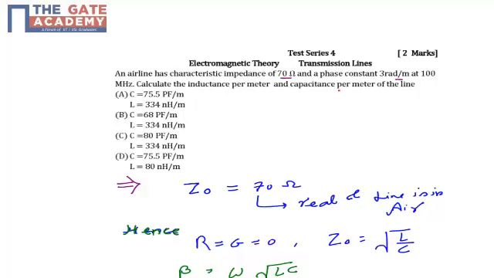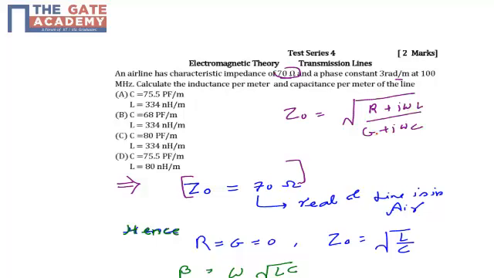As the question says, our transmission line is in air and we have a characteristic impedance which has a real value, 70 ohm. If my characteristic impedance has a real value, then the expression for the characteristic impedance is Z0 = square root of (R + jωL) upon (G + jωC). It can attain only real values in two circumstances.